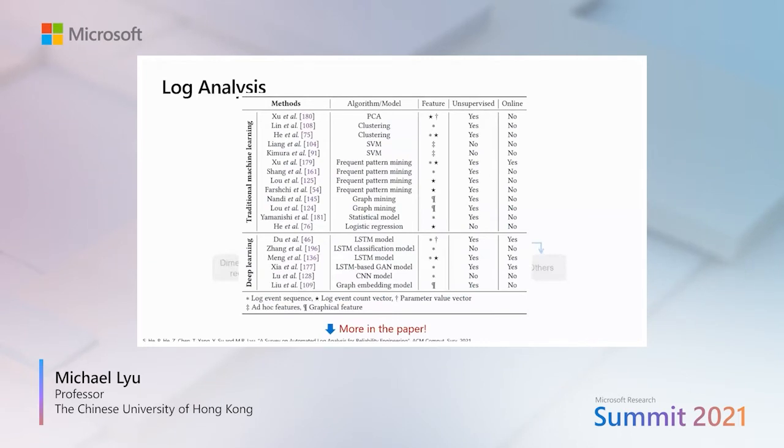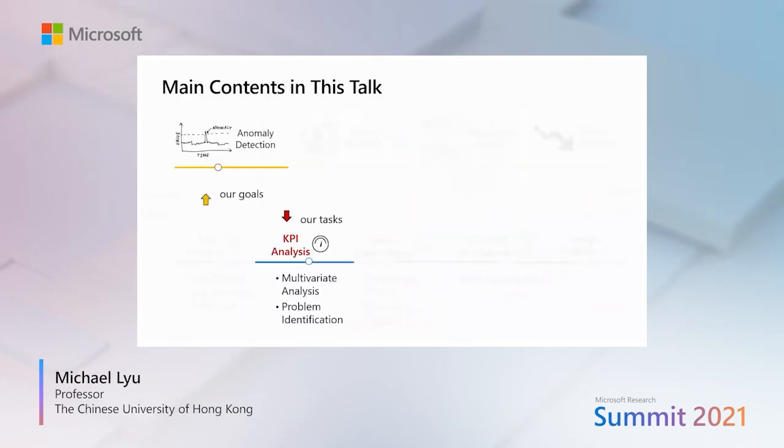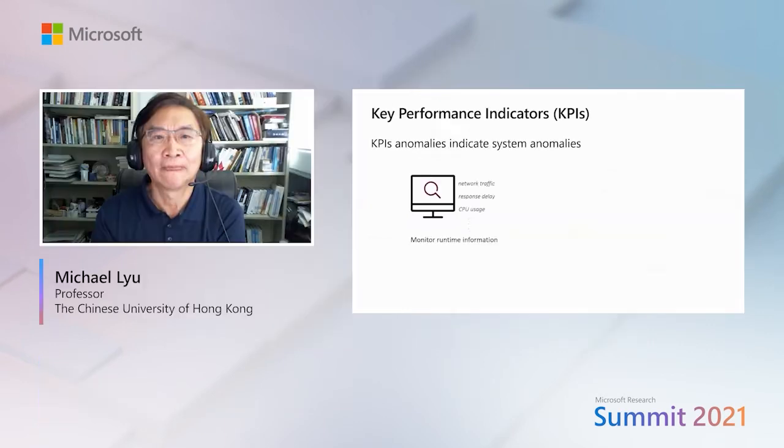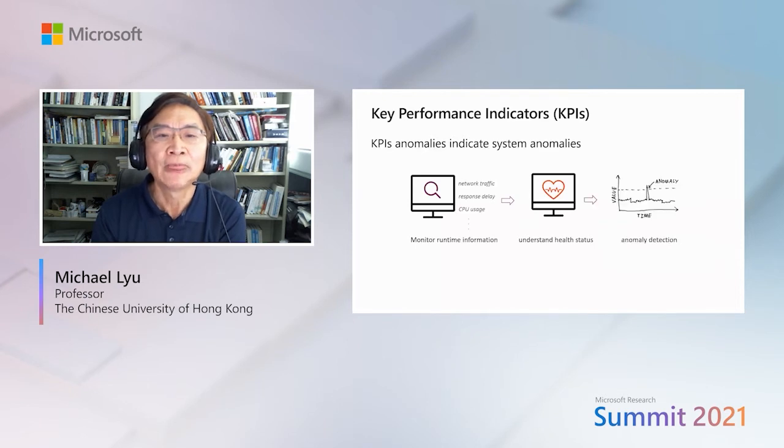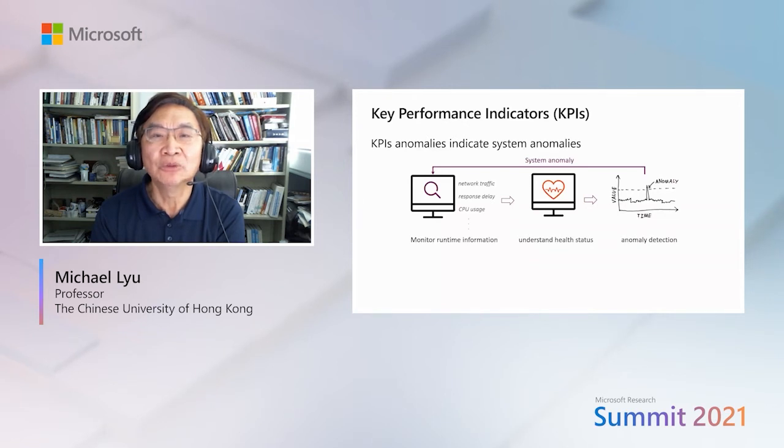The next task is to use metadata for anomaly detection, which is termed KPI analysis. An example of metadata is KPI, which is one of the most important data in the cloud, which is leveraged to monitor runtime information of a machine like network traffic, response delay, CPU usage, and so forth. They can help us understand health status, so we can conduct anomaly detection over the KPIs, which may reflect the real anomaly within the system.